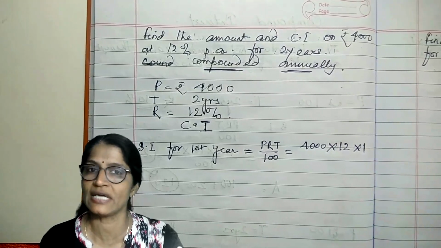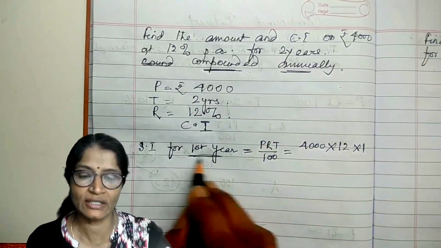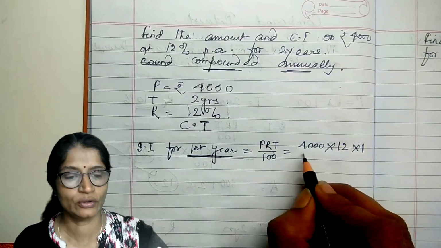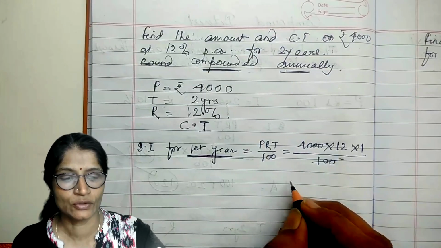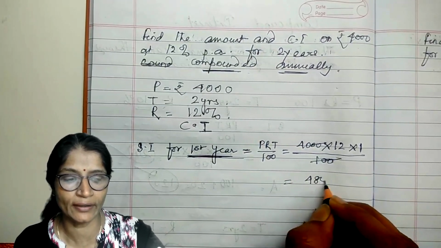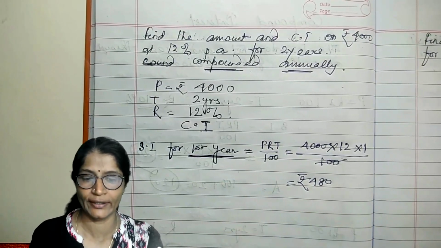First year means time is not 2 years here. Total time is 2 years, but for the first year it is 1 year. So it is 1 divided by 100. So 480. So the interest for the first year is 480.